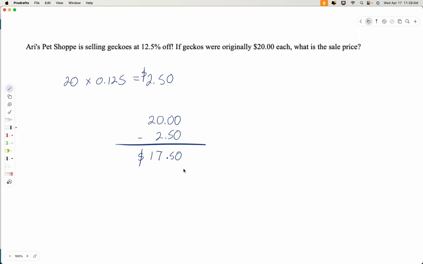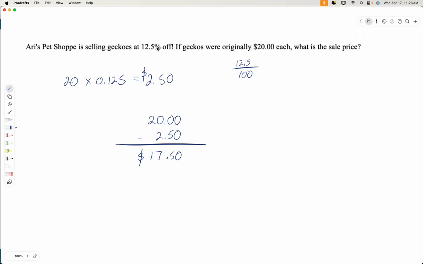Take your time and think it through. Draw a picture of what's going on if you need to, right? If you need to draw a gecko and put $20 around his neck and then say minus 12.5%. The trick here is turning it into a decimal. So you put 12.5 over 100. This takes the place of this. I always would look at that when I was a kid and I would see the 2 zeros.